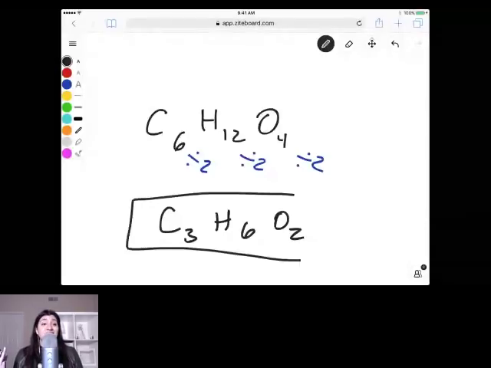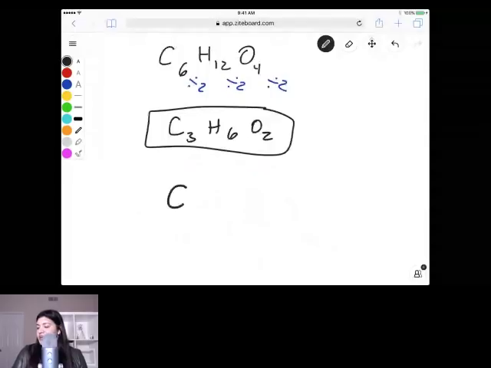Okay, so I typically see that on a multiple choice question. That's like a freebie right there. So let's say we had another one, and let's say carbon 3, hydrogen 9, and oxygen, I'm just going to be ridiculous with this and say 27. Okay. So everything is divisible by 3.